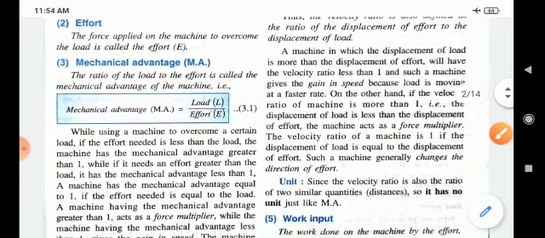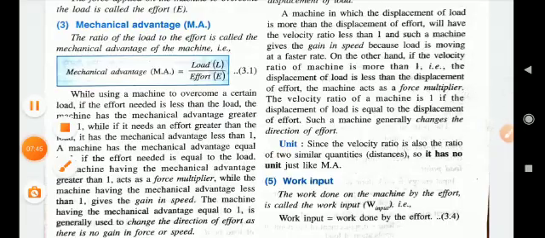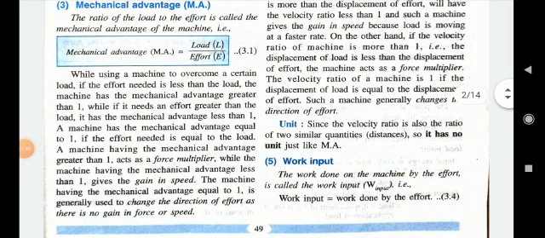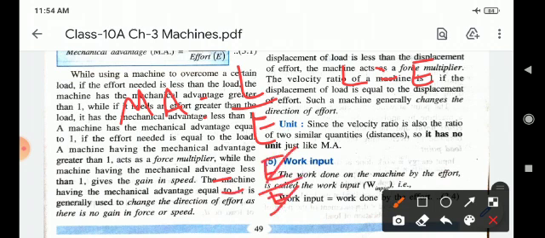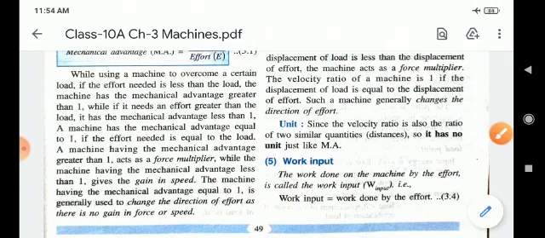Children, next part. It is the formula of mechanical advantage. Mechanical advantage is equal to load upon effort. If load is equal to effort, then mechanical advantage is equal to 1.